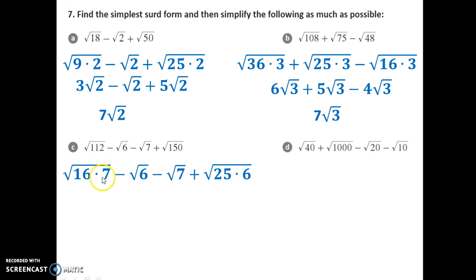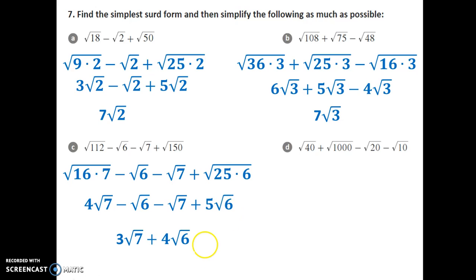In this one, this is 16 times 7. Then we have this negative root 6 minus root 7. And 150 is 25 times 6. 4 comes out here. These remain the same. 5 comes out here. Look for common terms, like terms, and combine them. That's what you get. And the last one.